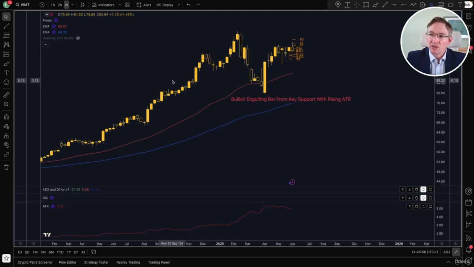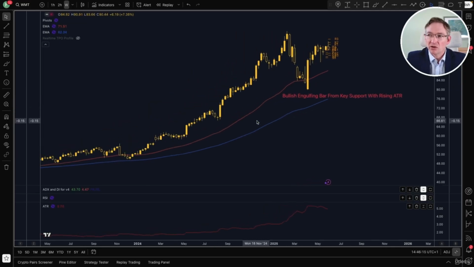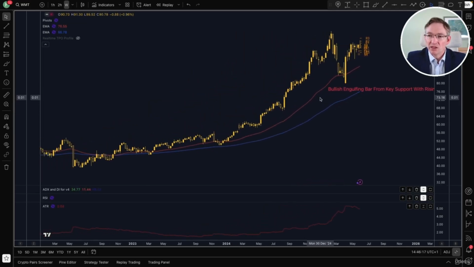And also, do you see it's from key support at the 100 exponential moving average? We'll cover this later, but you're adding up different parts of the jigsaw here. Bullish engulfing bar, key support level, the 100 exponential moving average, and look, you've got the average true range picking up. So everything is pointing towards higher prices there. It's a nice bullish engulfing bar from a key support.